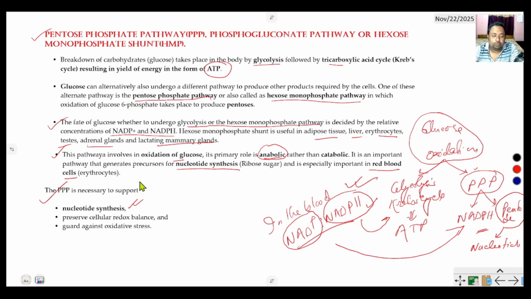What is the purpose of the pentose phosphate pathway? First, nucleotide synthesis, not directly nucleotide synthesis. The component of nucleotide, ribose 5-phosphate, is produced by the pentose phosphate pathway. Second, preserve cellular redox balance, that is, maintain cellular redox balance and guard against oxidative stress.